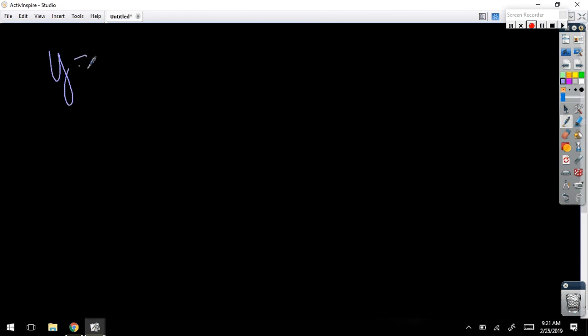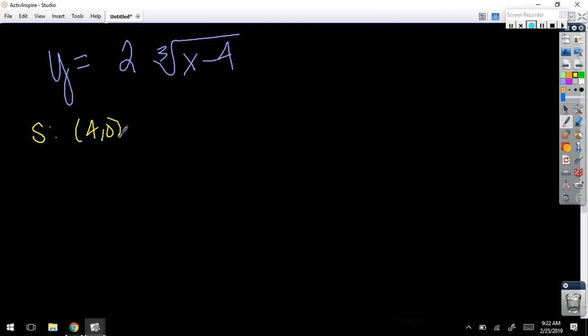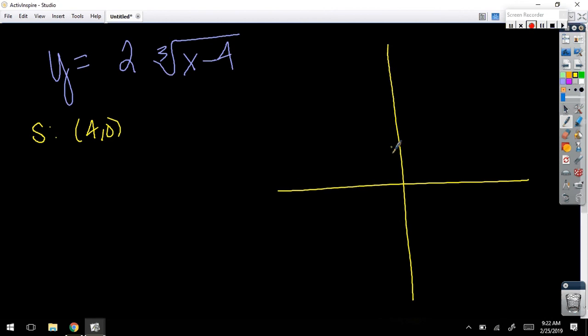All right, let's say I have the equation y equals 2 times the cube root of x minus 4, and I want to graph. What's my start point? 4, 0. Good job. I go ahead and put this on here so I know. All right, I need to go in both directions, so I need 2 direction points. 5 and 3. Wait, no, you use 4, 0, not 0, 4. Ah, thank you.